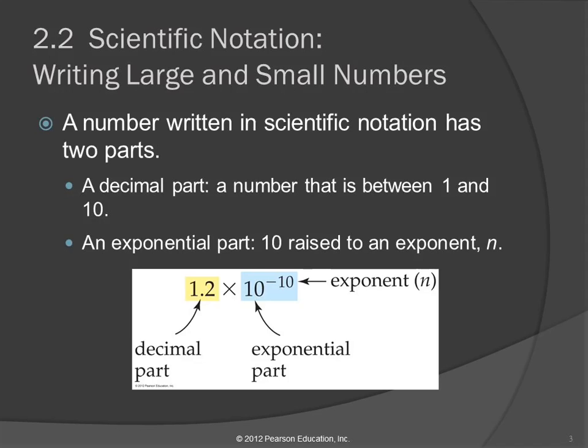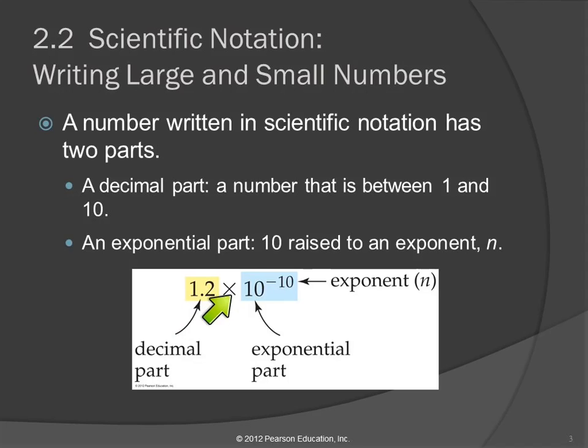So what is scientific notation? There's two parts to a number that's written in scientific notation. There's the decimal part, and that's going to be a number that's between 1 and 10. And then there's the exponential part, which is 10 raised to a power. So here we have the decimal part, 1.2. So anything here from 1 up to 9.9999999. But there's always one digit and then the decimal point. That's scientific notation. Always, always.